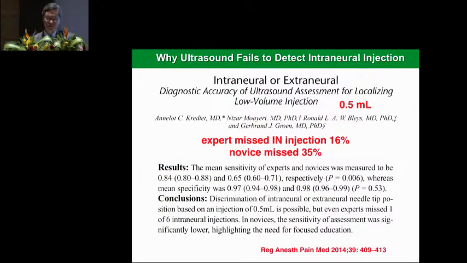Even experts, with such low volume injection, can still miss the signs of intraneural injection. That is why I would use a bigger volume, 1 to 2 mL every time when I inject, and also I scan proximally and distally to check that I'm not missing it.